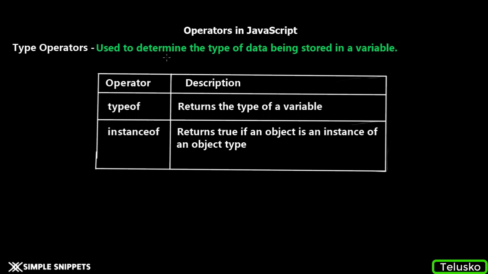Then we have the typeof operator, which is used to determine the type of data being stored in a variable or an object. Depending upon whether it is a variable, we use typeof, and if it's an object, we use instanceof. So if a variable is holding a numeric value, that is a number value, it will return a numeric output. Okay, so we'll use typeof and instanceof also in further videos.